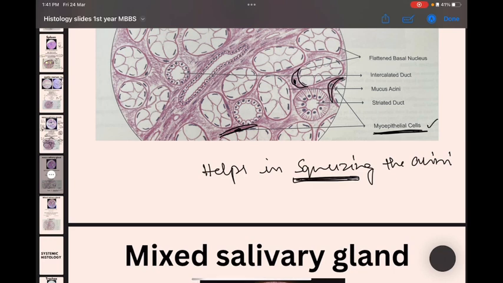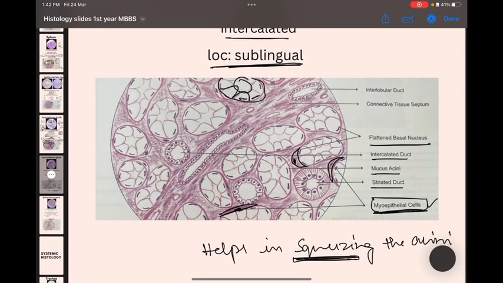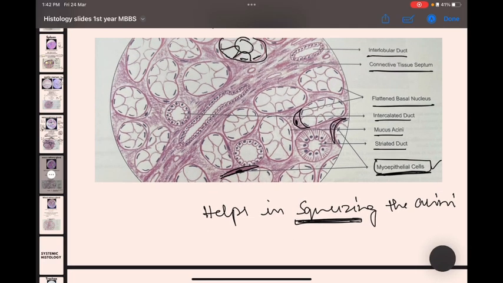Myoepithelial cells are present over the acini and not over the ducts. Remember that, not over the duct, they are present over the acini. Striated mucous, intercalated, flat basal nucleus, connective tissue, interlobular duct, and then intercalated.